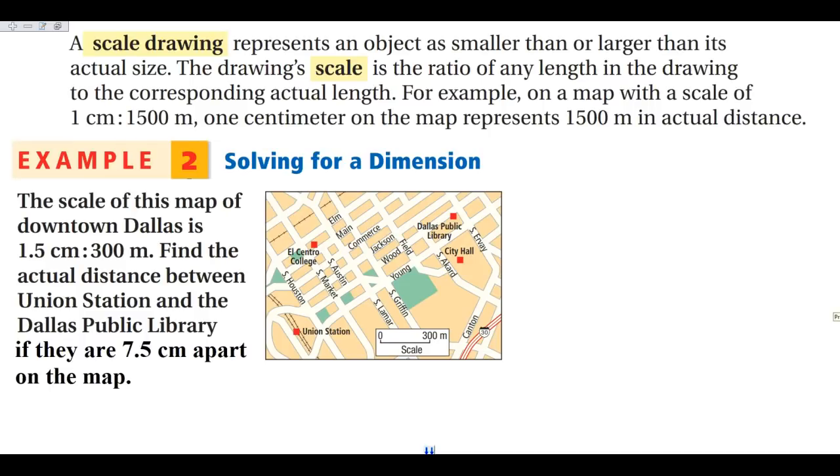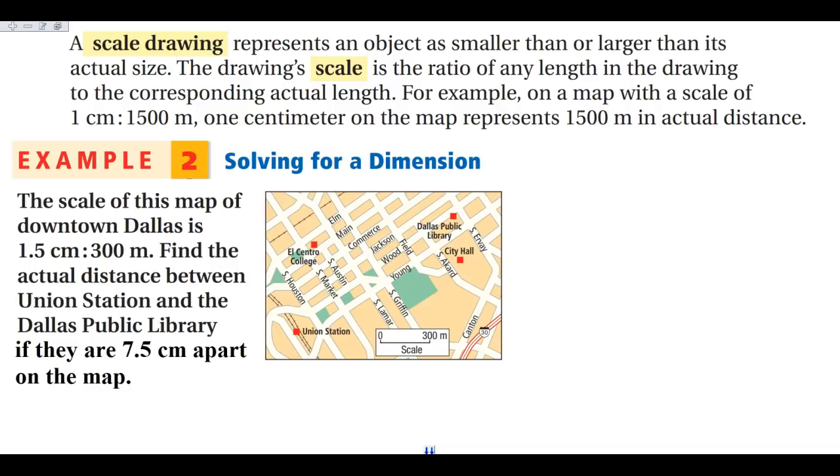And then we're going to go ahead and look at scale drawings. Okay, again, we've talked about how similarity is one of the places that's super real world. It has a lot of connections to real life things because of things like scale drawings. Scale drawings are maps, or any representation of something that is large that you can draw small.